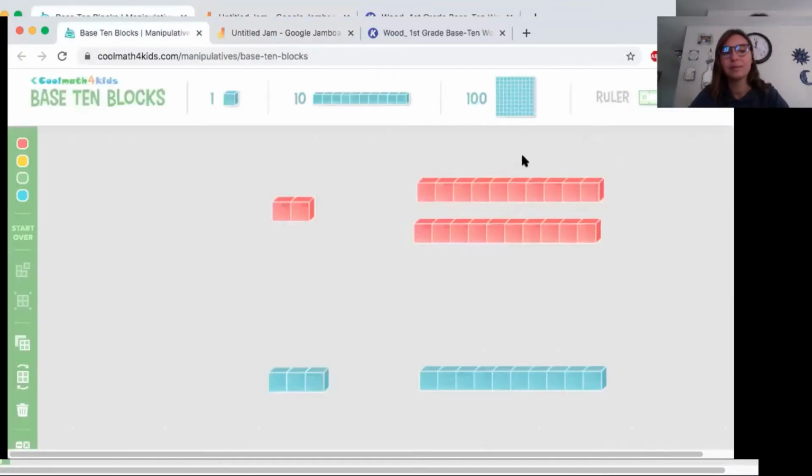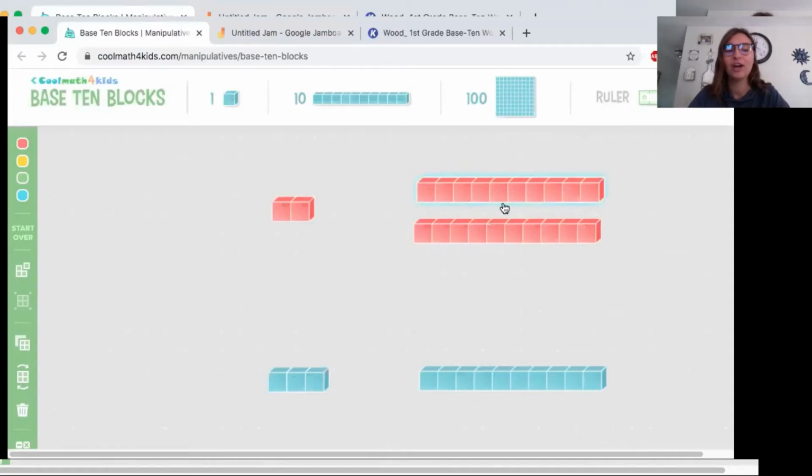Let's say, for example, we had a number with 2 base 10 blocks and 2 cubes, and we wanted to compare this to a number with 1 base 10 block and 3 cubes. Well, what do these blocks really represent? One way we can see what this number is quickly is by simply counting the base 10 blocks, starting with the first block.